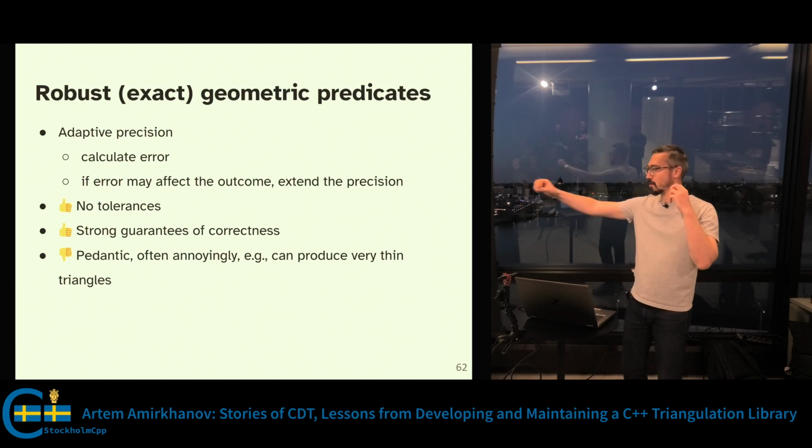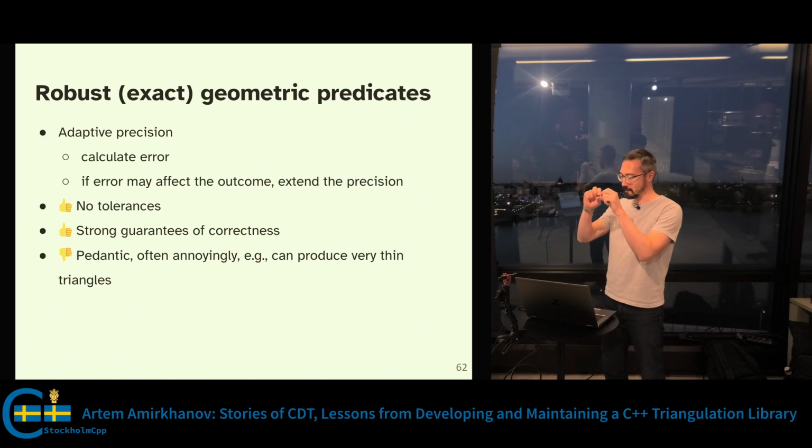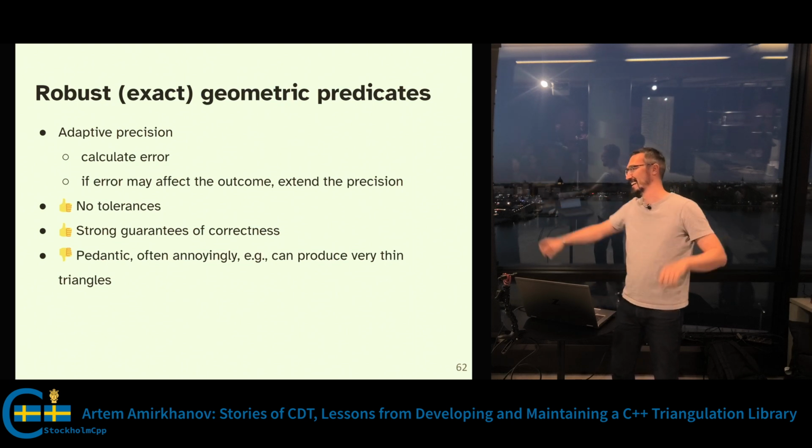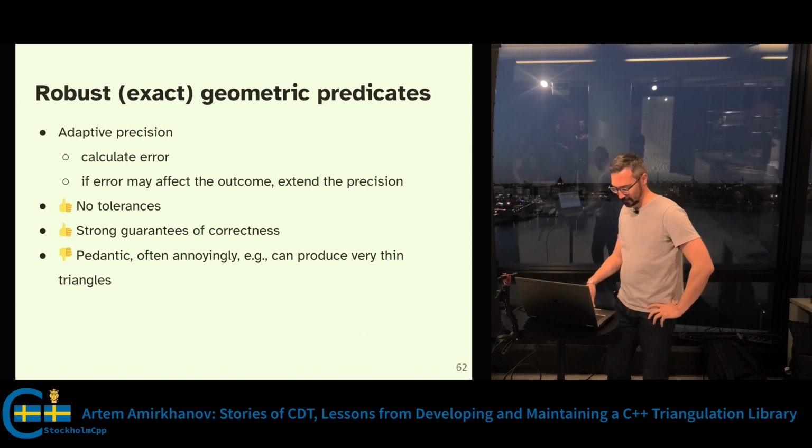Sometimes you see 3 points and you think, oh, they're on the same line. No, not to this predicate. I mean, it will make a very, very narrow triangle there because they are not exactly on the same line mathematically. Well, it's a trade-off.